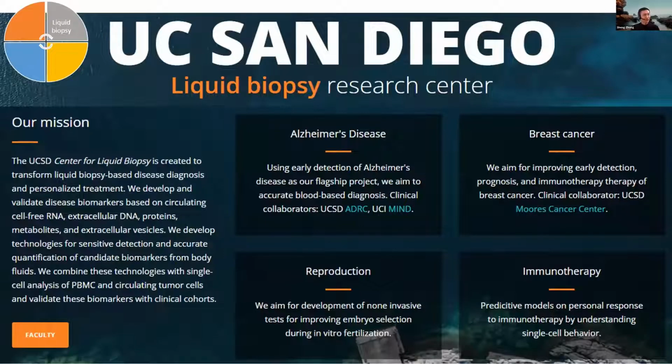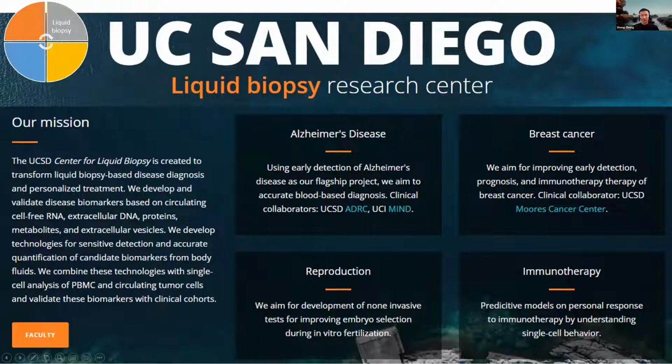I also would like to mention the endeavor by many labs at UC San Diego to initiate this UC San Diego Liquid Biopsy Research Center. I've worked with our faculty teams at UCSD ADRC, the Alzheimer Research Center, as well as the UCI Alzheimer Research Center, to develop the Alzheimer disease liquid biopsy analysis focus here at the Liquid Biopsy Research Center.